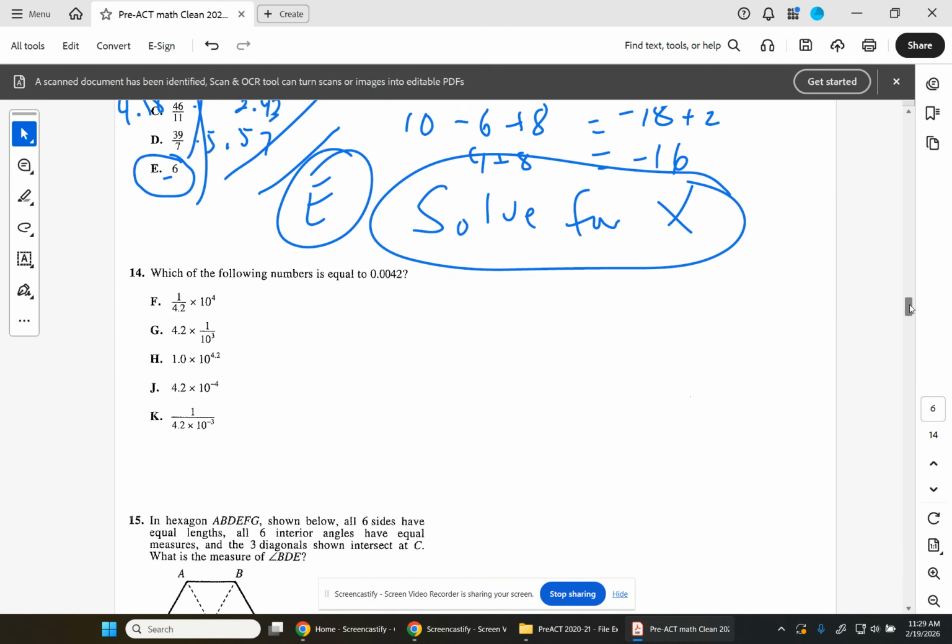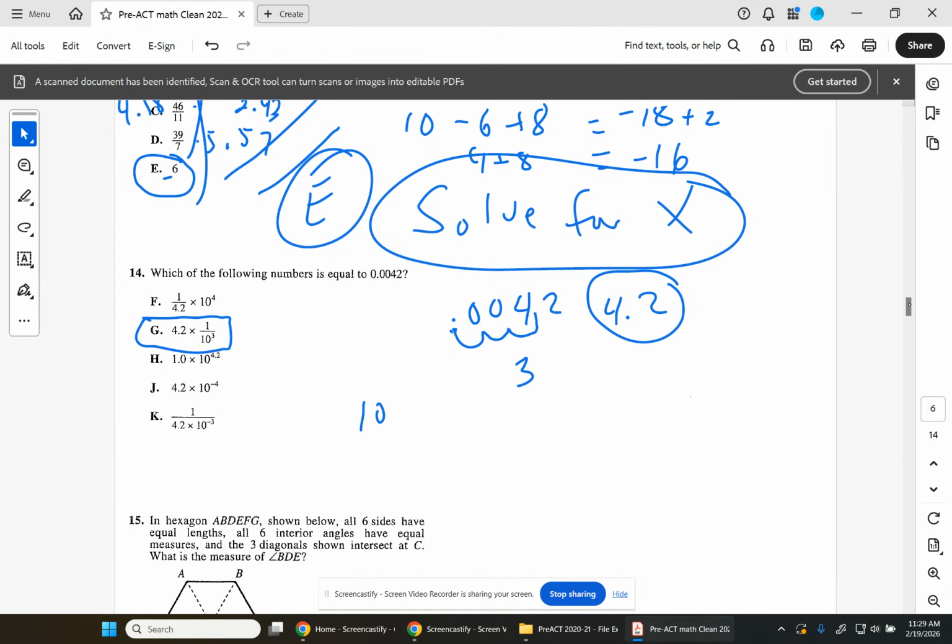The next one is really easy, I think. Which of the following numbers is equal to 0.0042? And so basically, I've got to use scientific notation. When I get 0.0042, I know that I need to move the decimal over to get to a number. I've got 1, 2, 3 to get that 4.2. And to do that, I did that 3 times. G is looking like the correct answer.